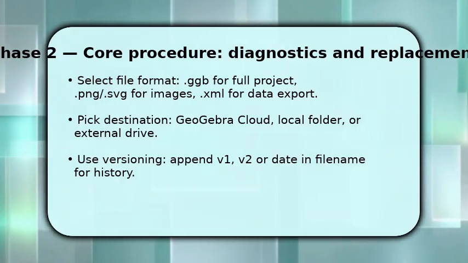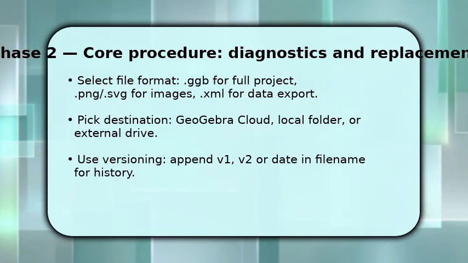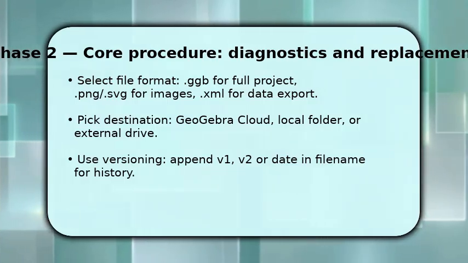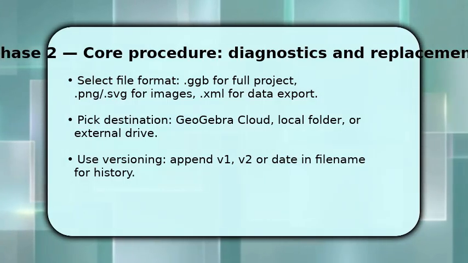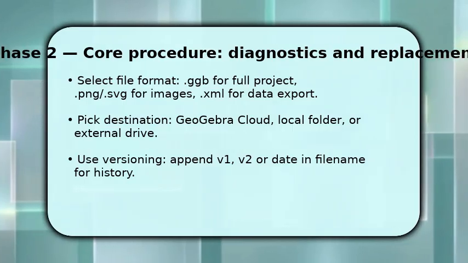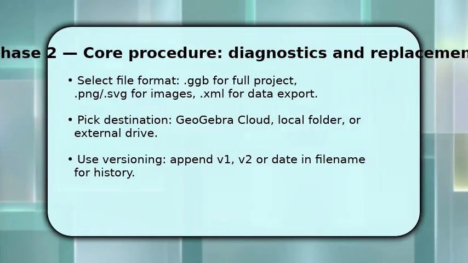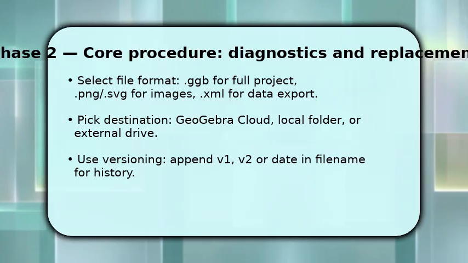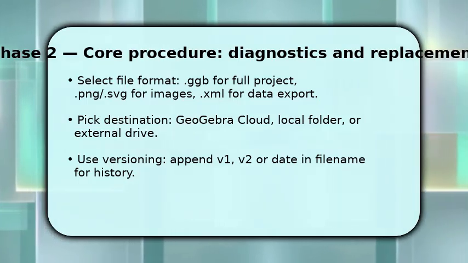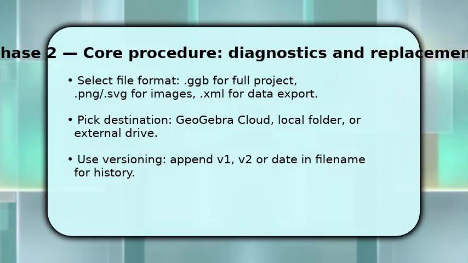Next, select the destination. Geogebra Cloud keeps versions and links. Local folders are faster for offline work, and external drives are good for backups. Make sure to use descriptive file names with versioning or dates so you can track revisions. Finally, confirm permission settings if sharing with others.